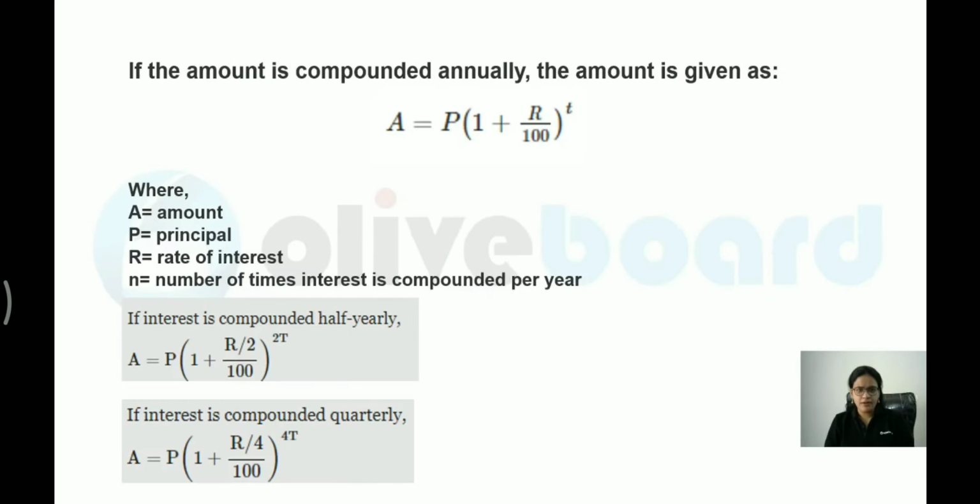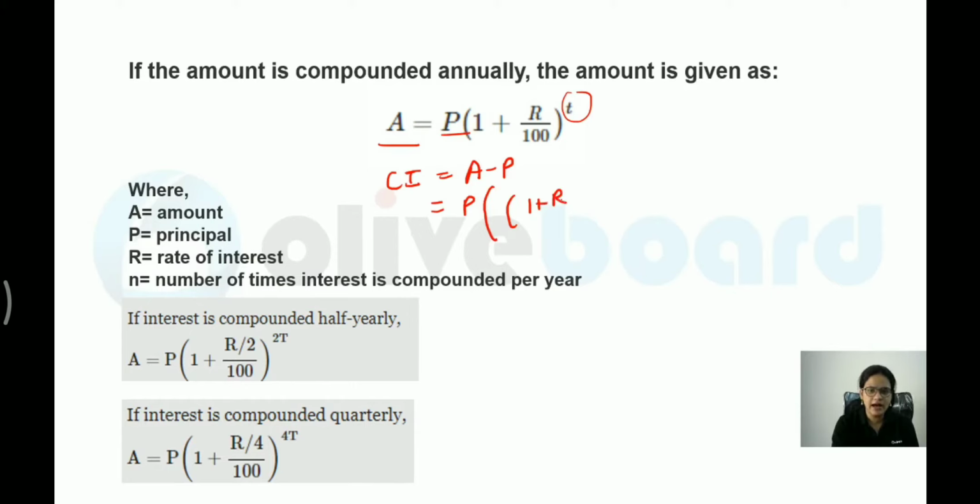So let me move on to the formula over here. So friends, what is the formula for amount? When we are calculating the value of compound interest, the amount formula is given as P(1 + R/100)^T. Now this is your principal value, rate of interest and time period. So based on this, I have to calculate the compound interest as amount minus principal. So you have to subtract the principal. If I take the principal common, I will get P[(1 + R/100)^T - 1].